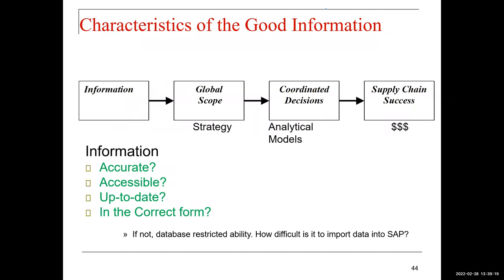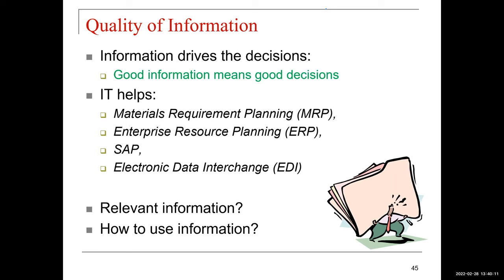Characteristics of good information: global scope, strategy, coordinated decisions, analytical models, and supply chain success. In terms of information, is it accurate? Is it accessible? Is it up to date? Is it in the correct form? Those are challenges. If you're going to be working in this type of area of analyzing data, I can tell you the last one, in the correct form, is the one where you're going to be facing more issues, more problems, because you'll be accessing different databases and not all of them are in the same format. So how do you put them in the same format so it can be useful for you to make an analysis? Quality of information drives decisions.